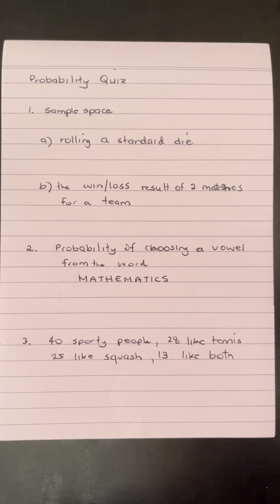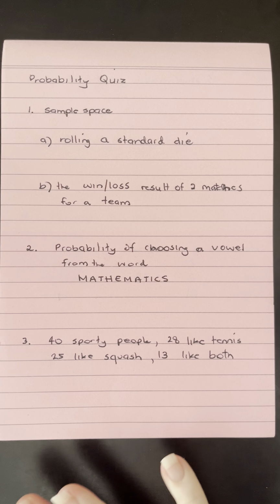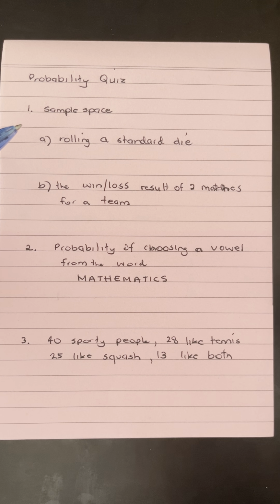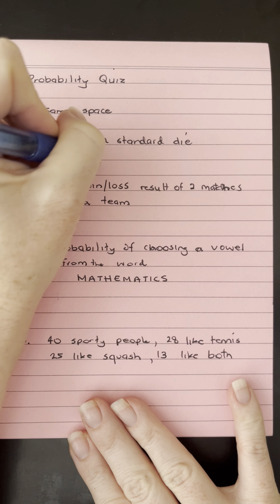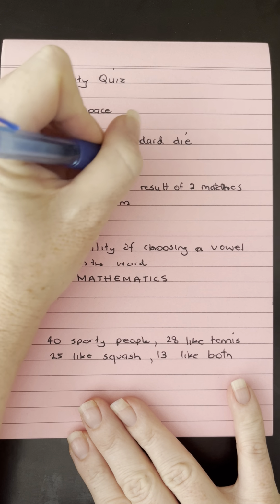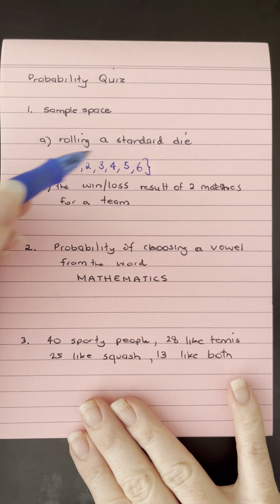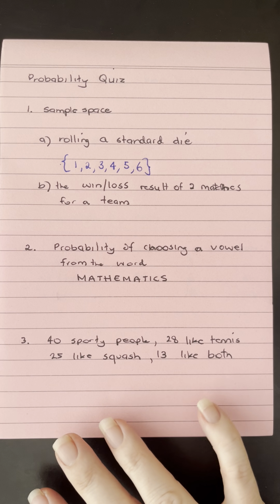Okay, having a look at the answers to our probability quiz that we did in our grade 9 class on Friday. So the first question was looking at sample spaces, and we've got two that we want to talk about. One is rolling a standard die. So when we roll our standard die, we know the options are 1, 2, 3, 4, 5, 6. We make sure we put the curly brackets around it because we're writing a sample space.